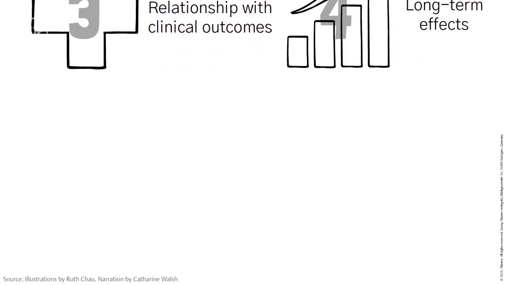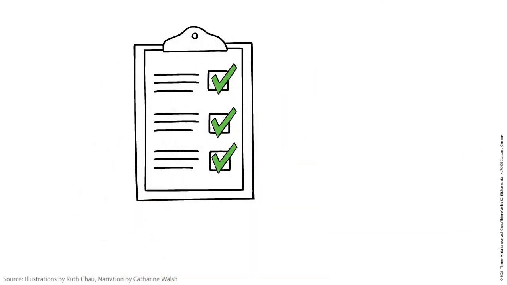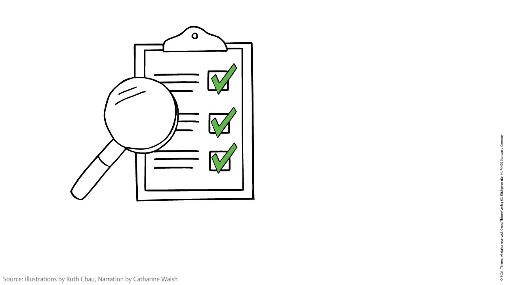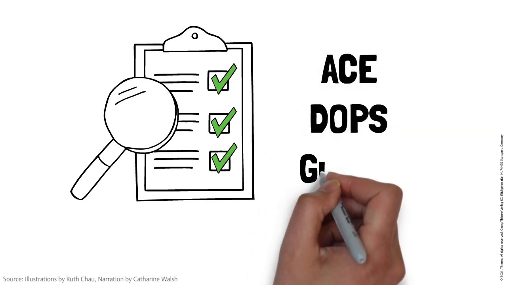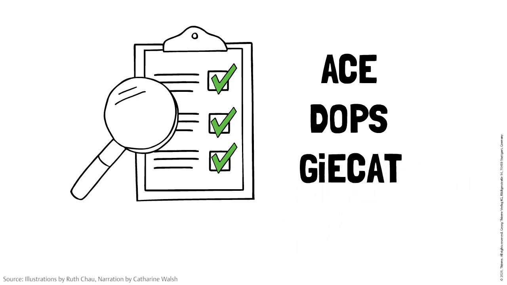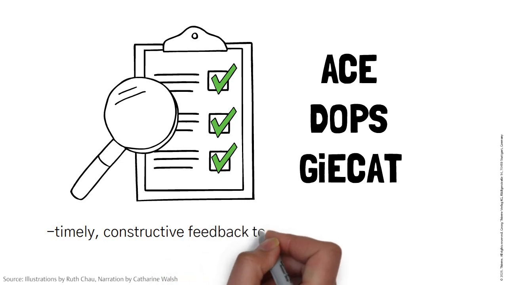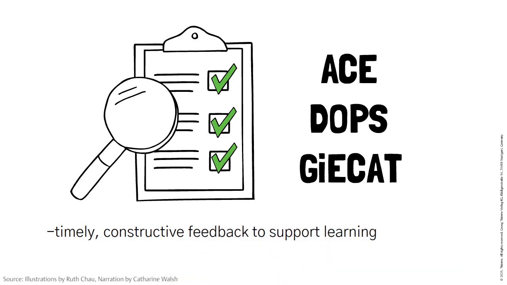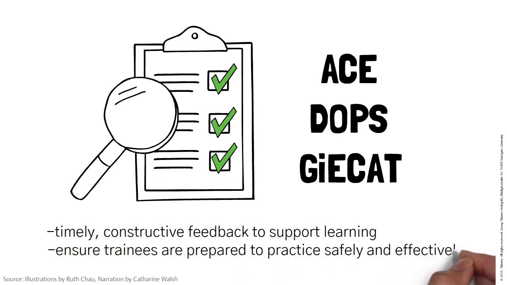We are always trying to improve how we assess endoscopists. Using assessment tools with strong validity evidence, such as the ACE, Colonoscopy DOPS, and GiECAT, will help endoscopy training programs ensure that their trainees are receiving timely and constructive feedback to support their learning, and to make sure graduating trainees are prepared to practice safely and effectively on their own.